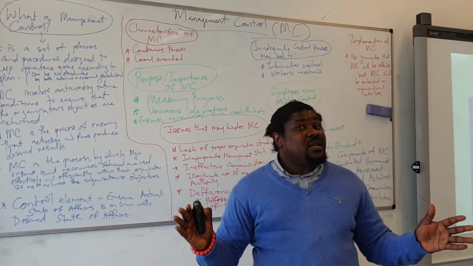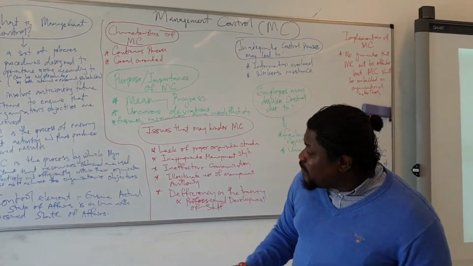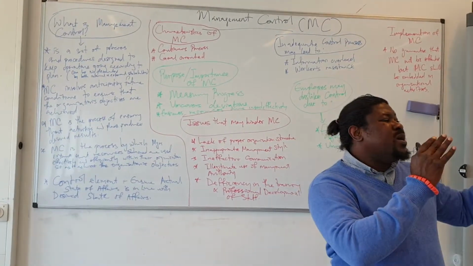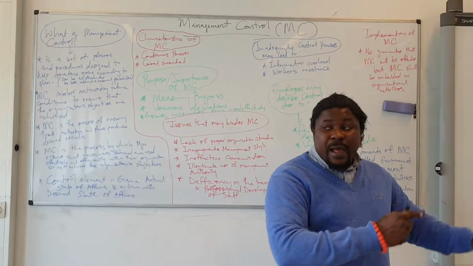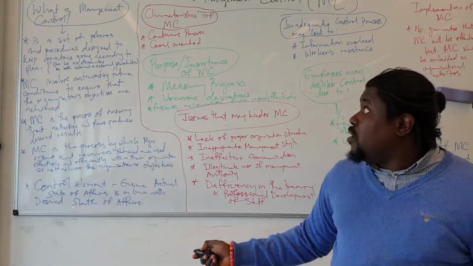Because we talk about management control, the control there is to make sure that what is happening, the actual state of affairs, is actually in line with what we expected to happen. Okay, actual state of affairs in line with desired state of affairs.